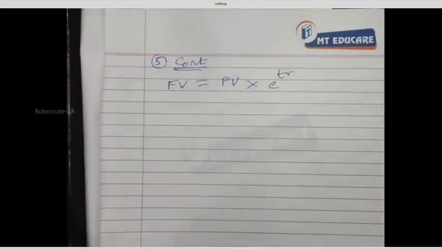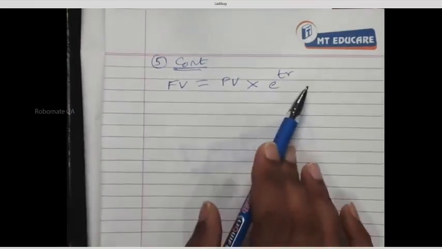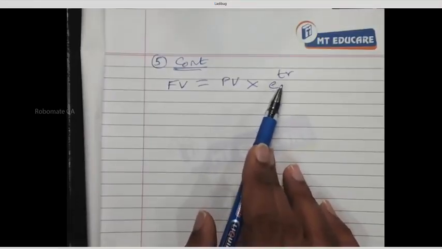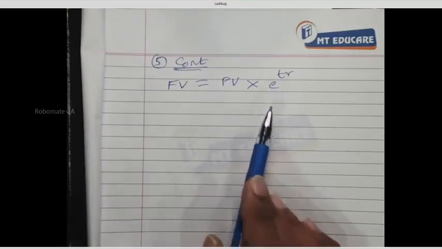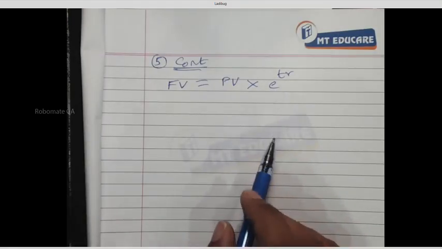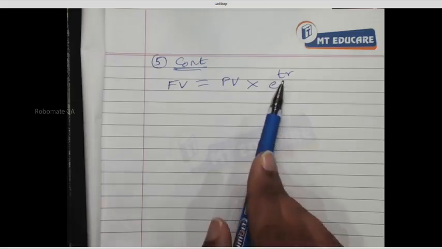Suppose I want to deposit money at 12% for 6 months. 12% is r. How do I write 6 months? 0.5 years or 6 by 12 years. Everybody understand that t should always be expressed in years. If I want to deposit for 3 months, how do I write it here? 3 by 12.